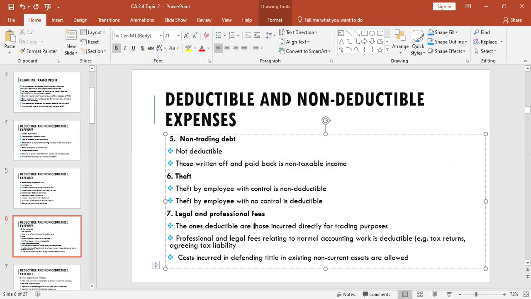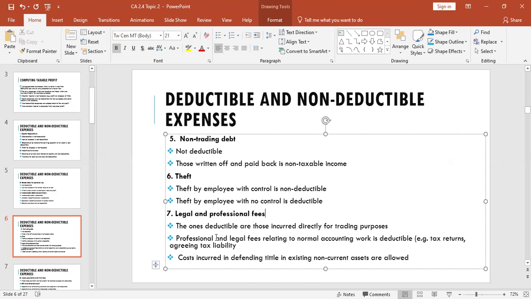The ones that are deductible are those incurred directly for trading purposes. So if we incur legal fees for trading purposes exclusively, those are deductible for tax purposes. Professional fees and legal fees relating to normal accounting work are deductible. I'll say it again, professional and legal fees relating to normal accounting work are deductible. So e.g., tax returns and agreeing tax liability.